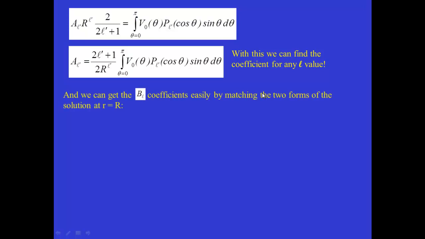So I'm almost there. The only thing left to do is to find the B sub L coefficients that appeared in the solution for the potential outside the sphere. And the way we get this easily is by doing something I alluded to a few minutes ago. We take V in and V out, plug in little r equals big R and then match them at the boundary, because the potential should be continuous at the boundary. So that makes a very simple prospect of finding the B sub L coefficients if I already know the A sub L coefficients.